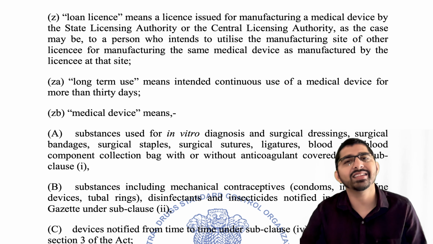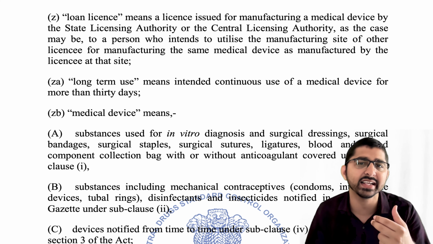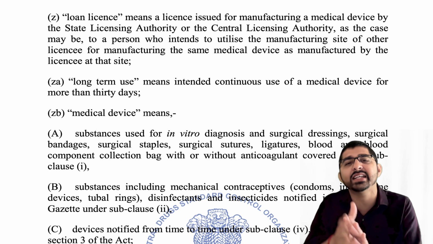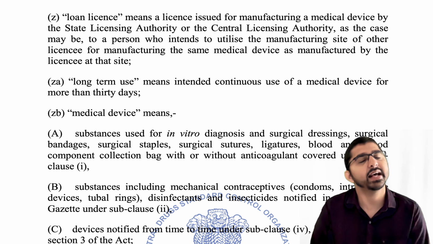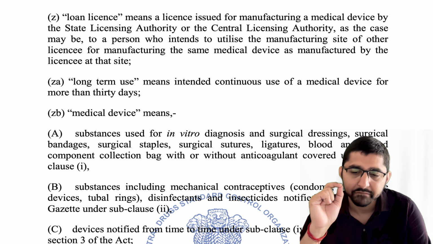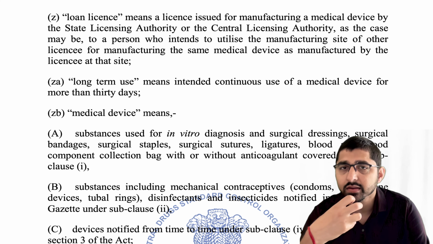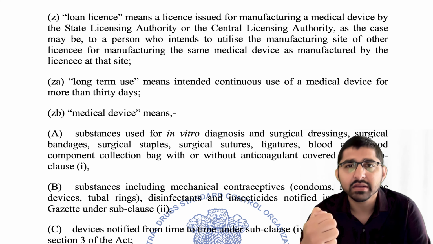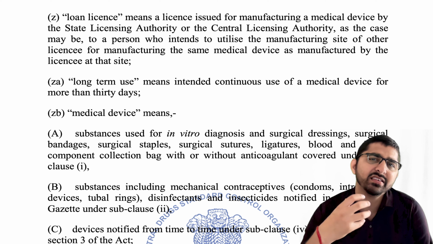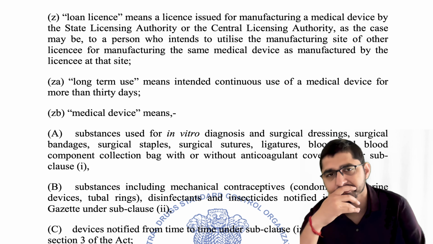So loan license means a license issued for manufacturing medical devices by the state licensing authority or the CLA, as the case may be, to a person who intends to utilize the manufacturing site of another licensee for manufacturing the same medical device as manufactured by the licensee at that site. So please be careful when you are going with the loan license. The medical device we are producing should be the same as the one manufactured by the other side. You understood, friends. If I am making a malaria rapid test, then the other site should also have previously been manufacturing malaria rapid tests in their premises, right?